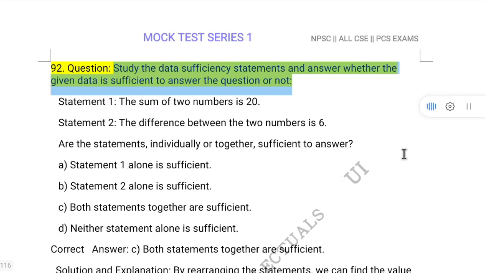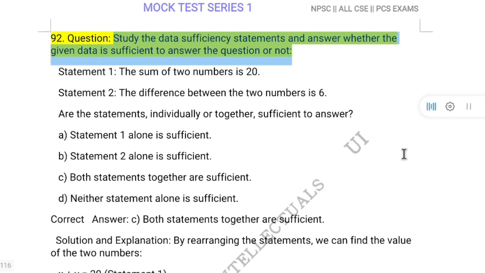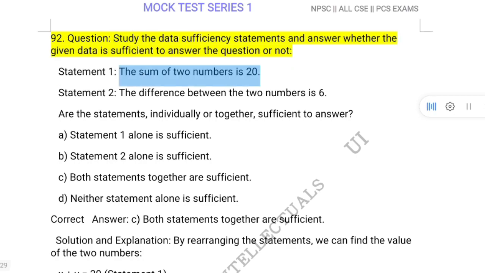92. Question. Study the data sufficiency statements and answer whether the given data is sufficient to answer the question or not. Statement 1. The sum of two numbers is 20. Statement 2. The difference between the two numbers is 6. Are the statements, individually or together, sufficient to answer?